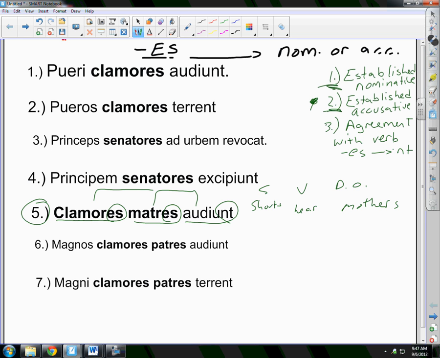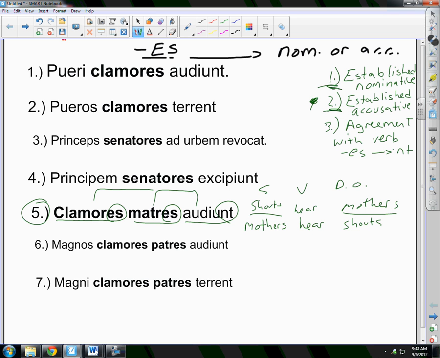Okay, so I've tried clamores as a nominative. I've tried matres as an accusative. That didn't work. So I'm going to try matres as the nominative, which would make it the subject. Hear, and then I'm going to put shouts as the accusative. Mothers hear shouts. That does make sense. The mothers hear the shouts.